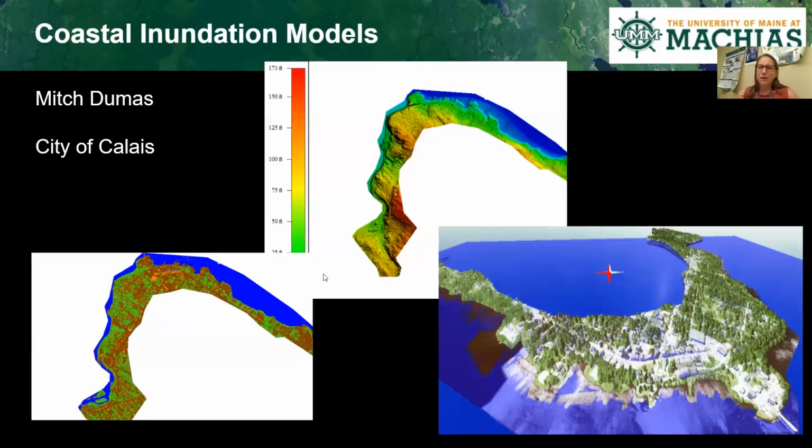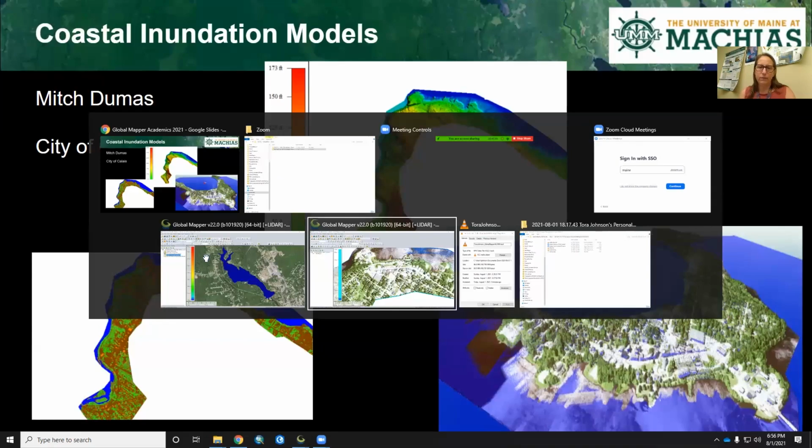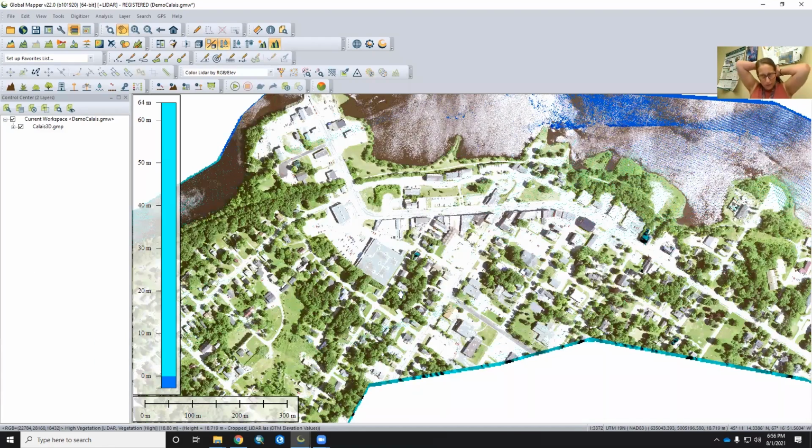Here we have some nicer images because this is a more recent version of GlobalMapper used in this project. This was done last fall by Mitch Dumas. He was part of our remote sensing class in the fall. And he used LiDAR data with GlobalMapper to create coastal inundation models for the city of Calais. I'll go ahead and show you an example of that. So as you can see, this is in GlobalMapper. You can see that Mitch has compiled all the LiDAR data and then colorized it using an aerial image.